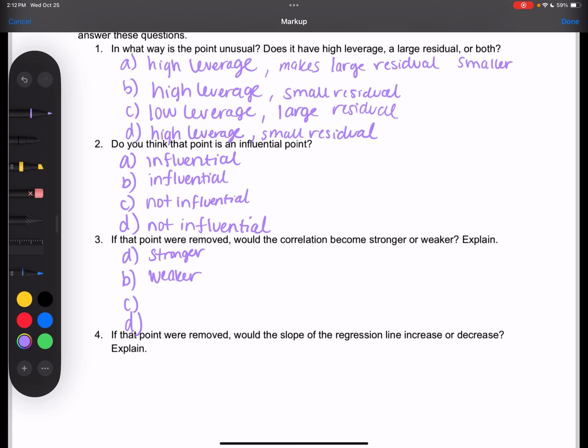Wait, wait, wait. You said it would become stronger if we remove the outlier. Isn't that backwards? Did you mean to say it like that? You said if we remove the outlier, it becomes stronger, because then the answer would be stronger. Did I say that backwards? Yeah, I think so. So is it becoming stronger? No, it is weaker. I said it backwards when I said it. It's okay.